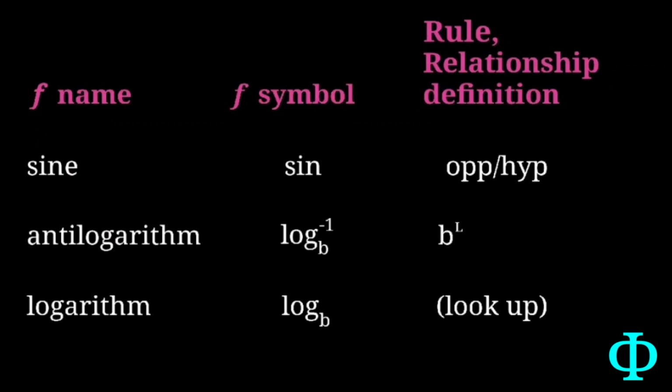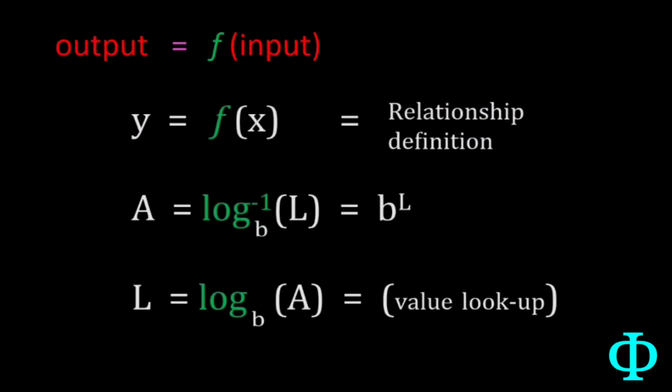If you are familiar with trig, you will recognize sine as an operator that instructs you to use the ratio of two specific triangle legs to one another. The antilogarithm function instructs you to raise a base to a logarithm. The logarithm function instructs you to look up a log value that corresponds to a given antilogarithm. Here is a comparison of general function notation to that for logs and antilogs.